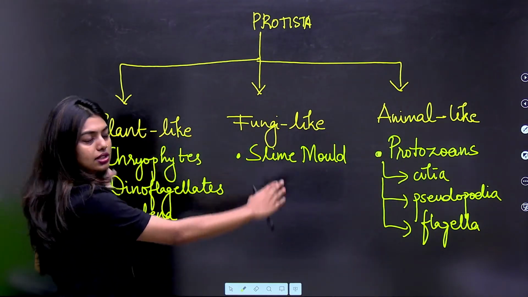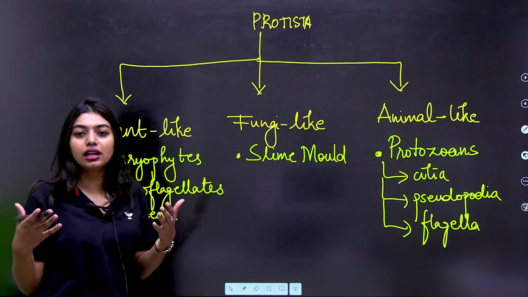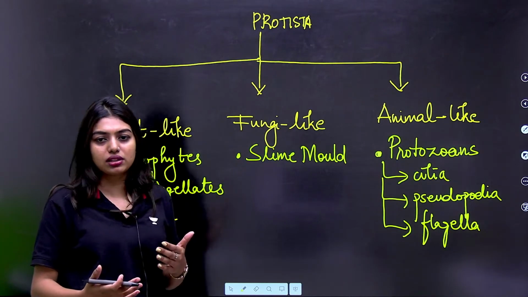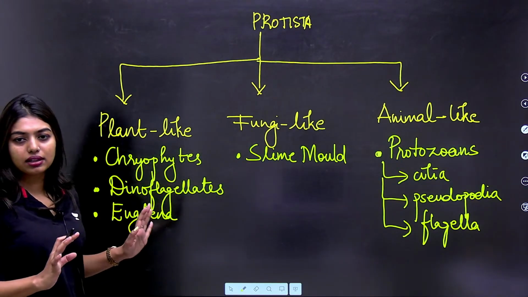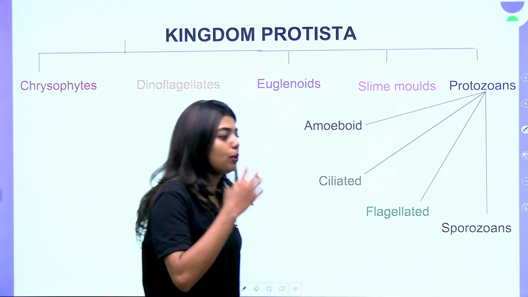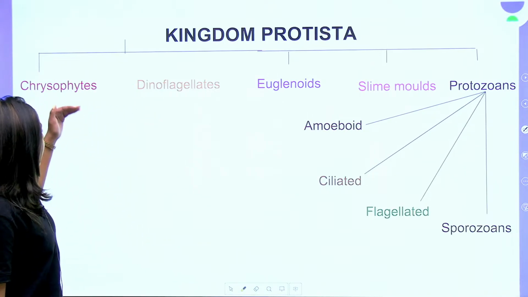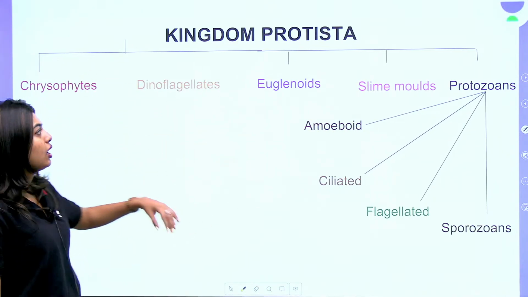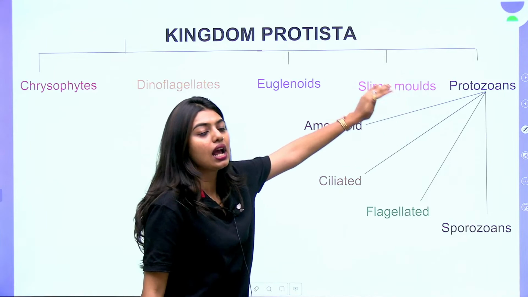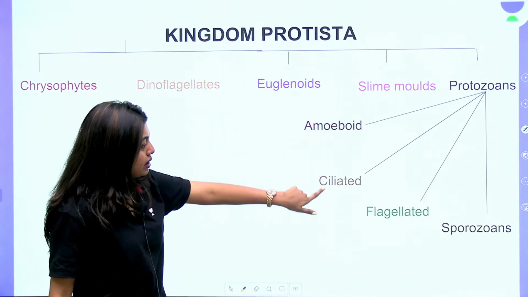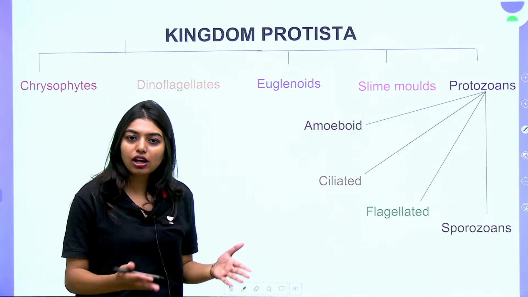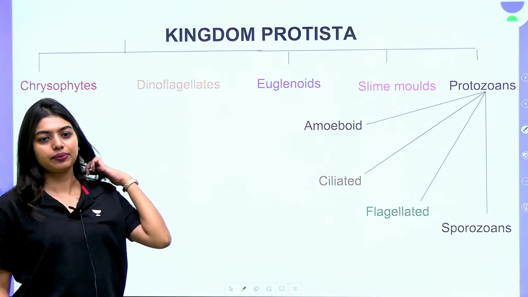Now, once you clear this, you will understand what to write for this. Even in case you get confused, you can look at this box and understand. Clear? Okay. Now, look here, protista has 5 types: chrysophytes, dinoflagellates, euglenoids, slime molds and protozoans. Under protozoans, we have amoeboid, ciliated, flagellated and sporozoans. Okay, make a note, all of you.